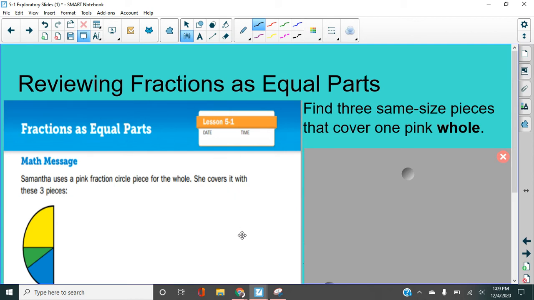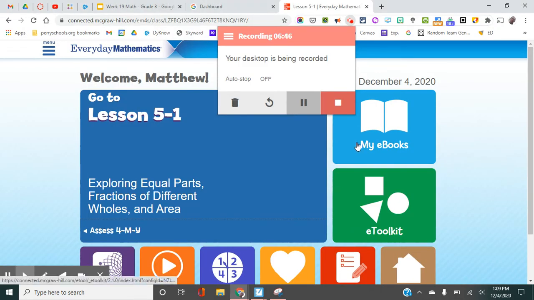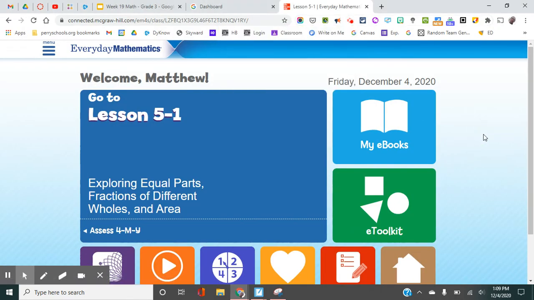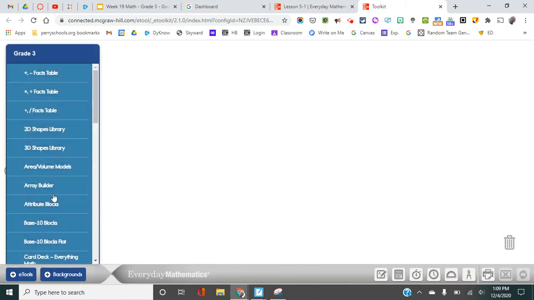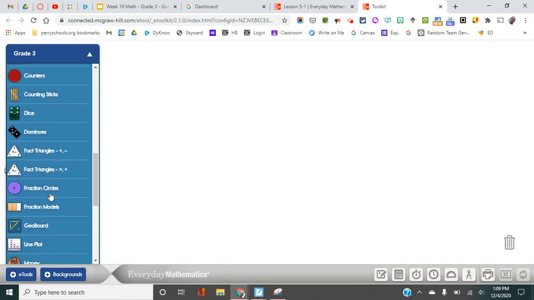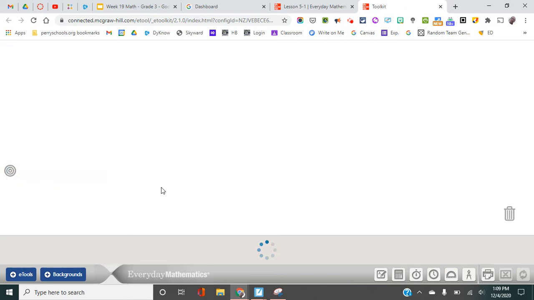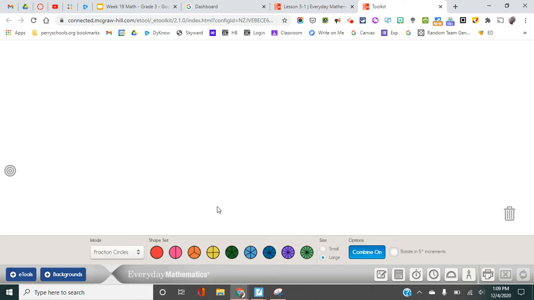Now you do have these fraction circles. So I want to go back to the fraction circles. We cut those out a few weeks ago, actually. If you want to use them online, they are on the eToolkit. So you can just visit the eToolkit. And in order to get to the fraction circles on the eToolkit, you go down here to eTools, and we have to go all the way down to fraction circles. There they are. Okay, so we can get out a shape.